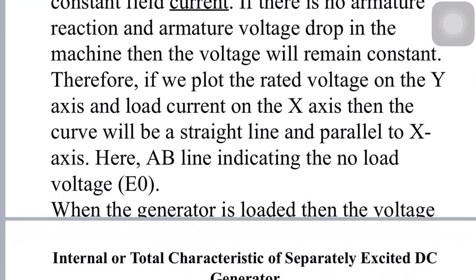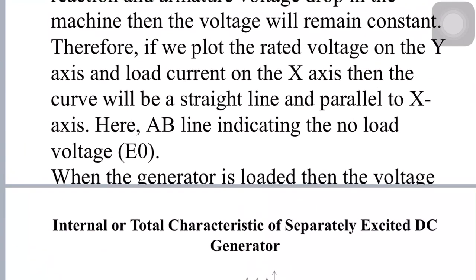Here line AB indicates the no load voltage E0, and when the generator is loaded, the voltage drops due to two main reasons. What are those two reasons? One is armature reaction, and the second one is ohmic drop. Because of these two reasons we will get the voltage drop.